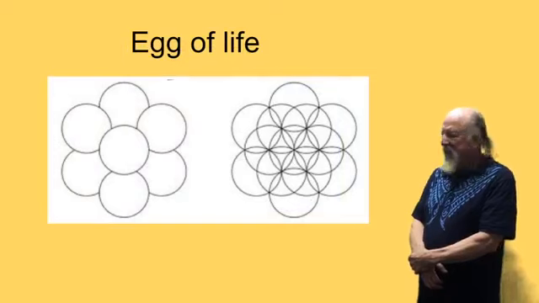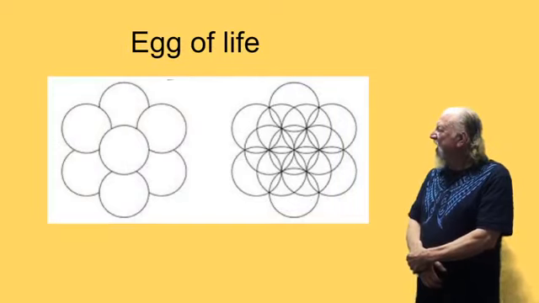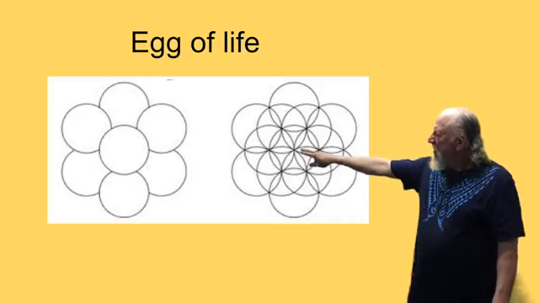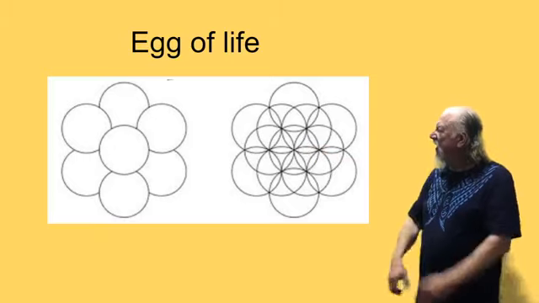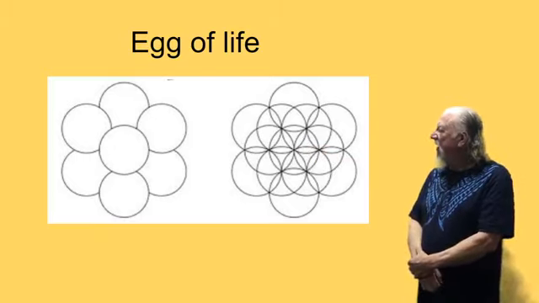Okay. Now, it's the same number of circles on the right, it's just showing the overlaps there and how they connect.